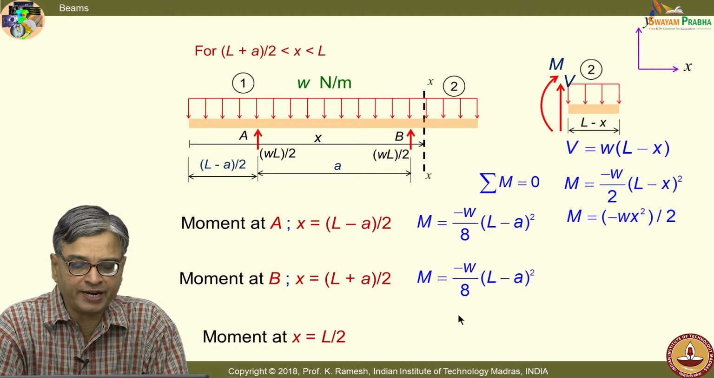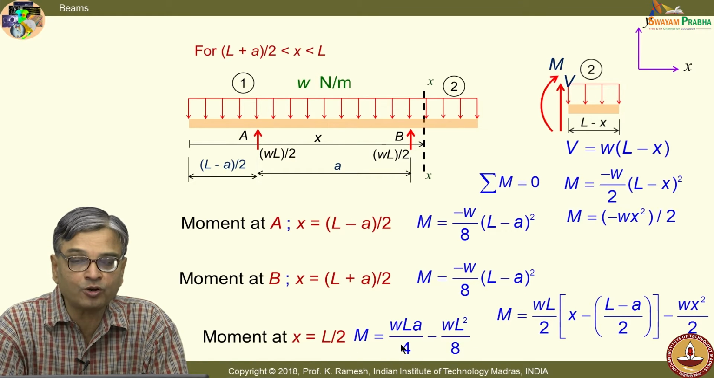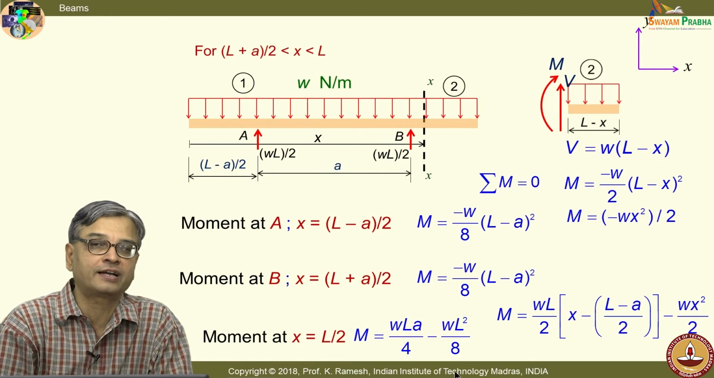And if I have to find out the bending moment at x equal to L by 2, I will have to substitute x equal to L by 2 in this expression. The generic expression is W L by 2 multiplied by (x minus (L minus A) divided by 2) minus W x squared by 2. When I substitute x equal to L by 2, I get the final simplified expression. Please verify whether you have also got M equal to W L A divided by 4 minus W L squared divided by 8. Some of you seem to have got an identical answer.